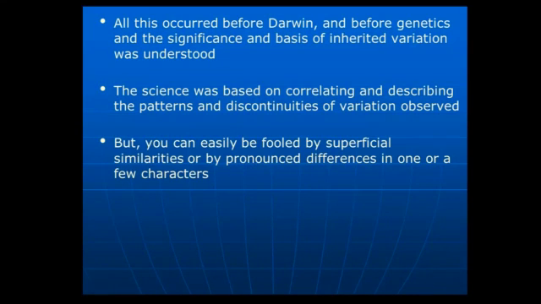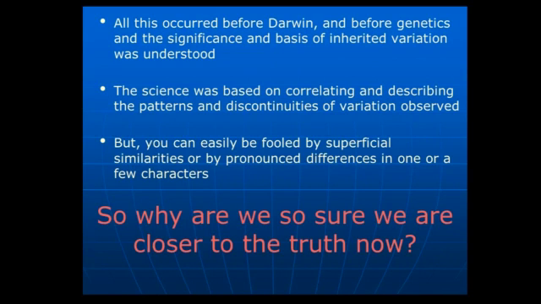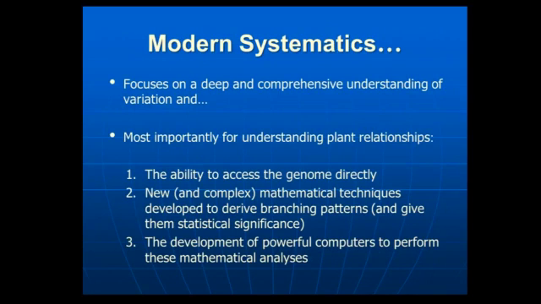So now we think we are getting closer to the answer. But why are we sure of this? Why won't we, in 30 years, discover that everything we thought is hogwash? Well, I'm optimistic that that won't happen. And the reason is actually a couple of reasons. One is, of course, modern systematics has a much deeper and more comprehensive understanding of variation.